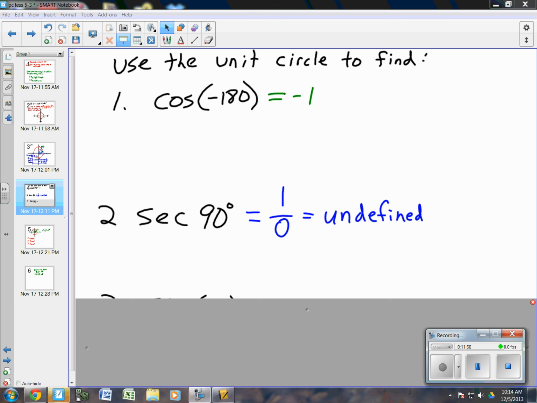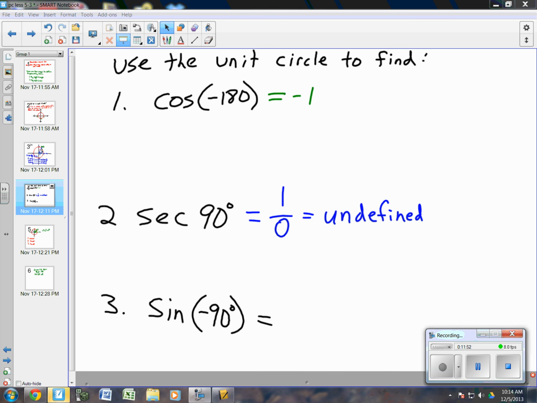Okay, good. All right, let's do this one right here. The sine of negative 90 degrees. The sine of negative 90 degrees.